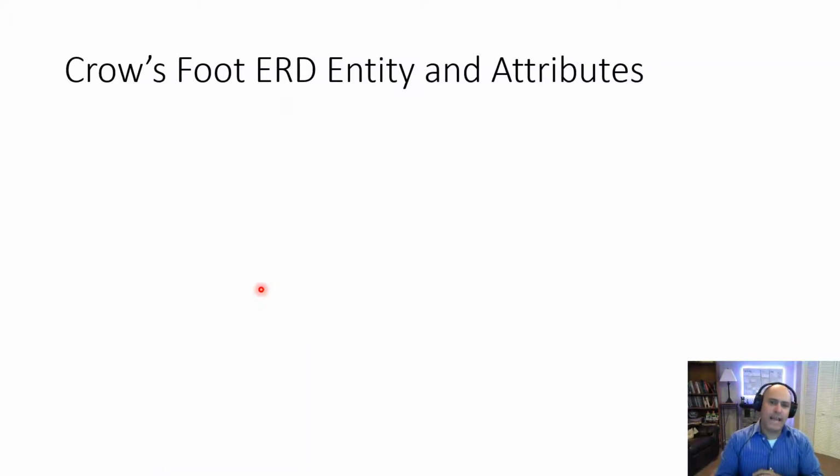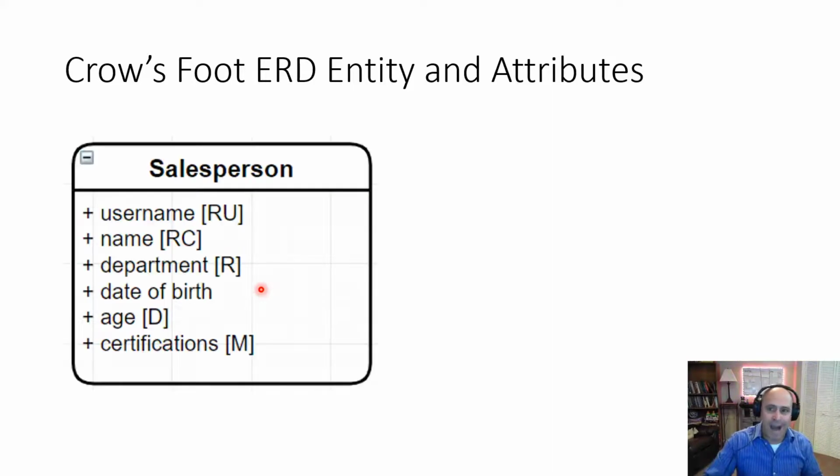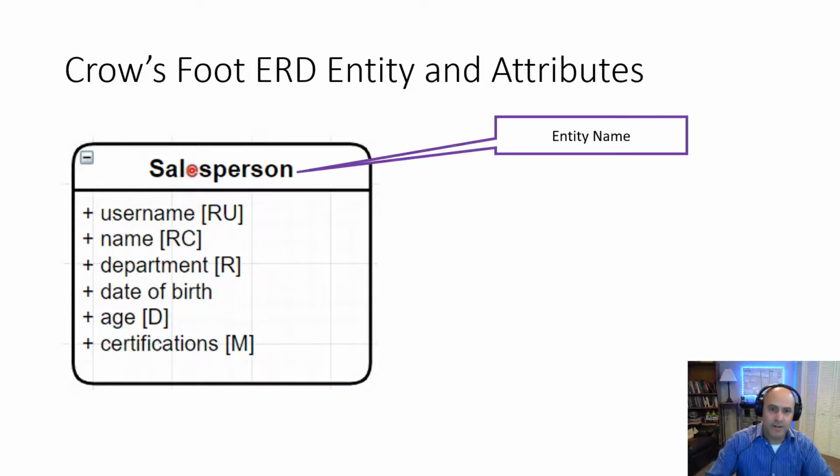So let's take a look at basically what a crow's foot looks like. At the base level, you have a box. That box represents your entity. At the top of the box is the name of the entity. It should always be singular. It shouldn't say salespeople, or customers, because customers would be an entity set. It should be a thing, customer. And then you list underneath it the attributes and then describe the properties.